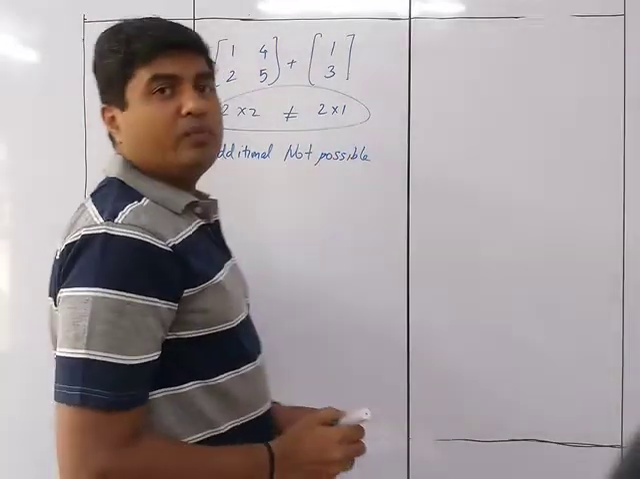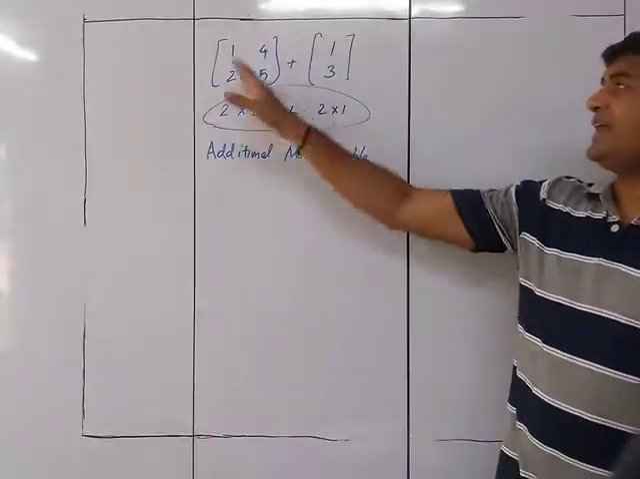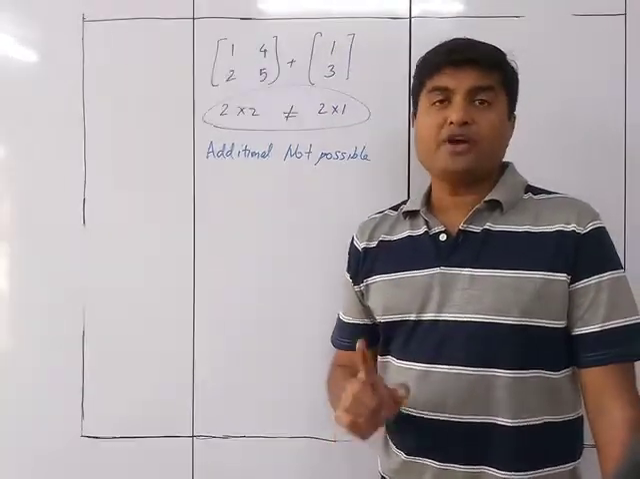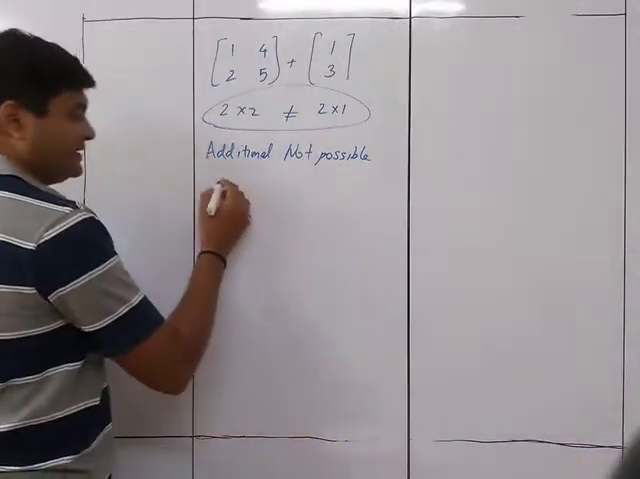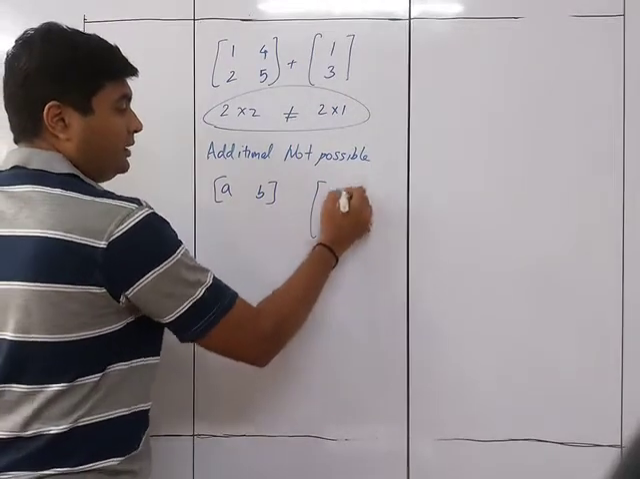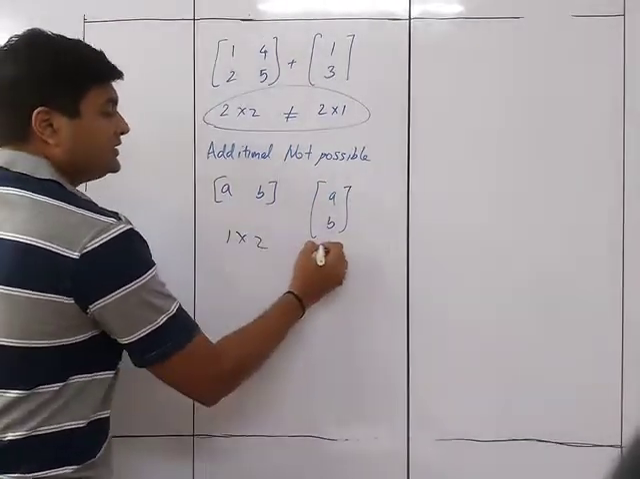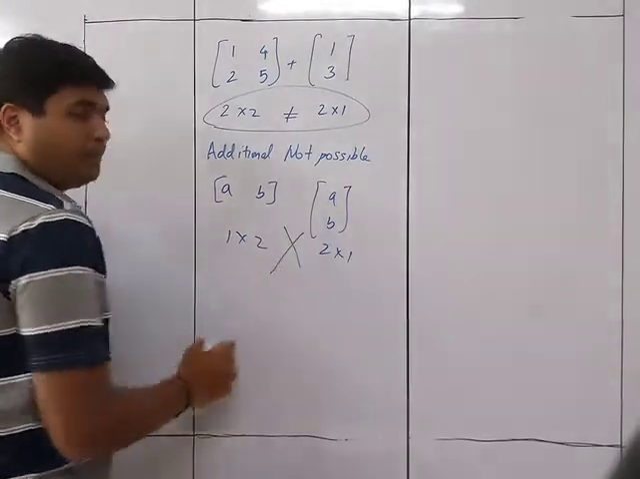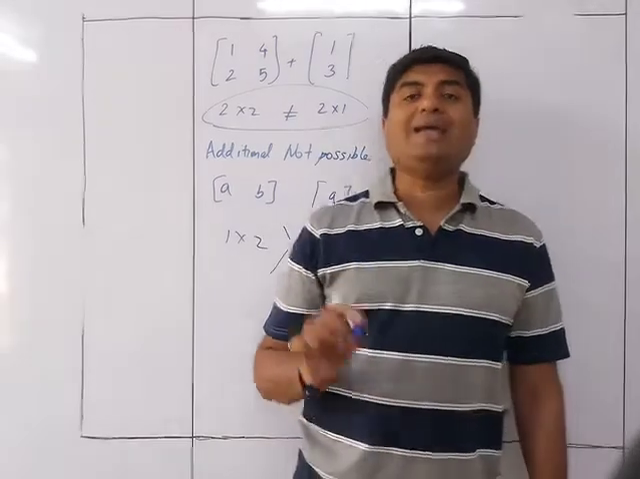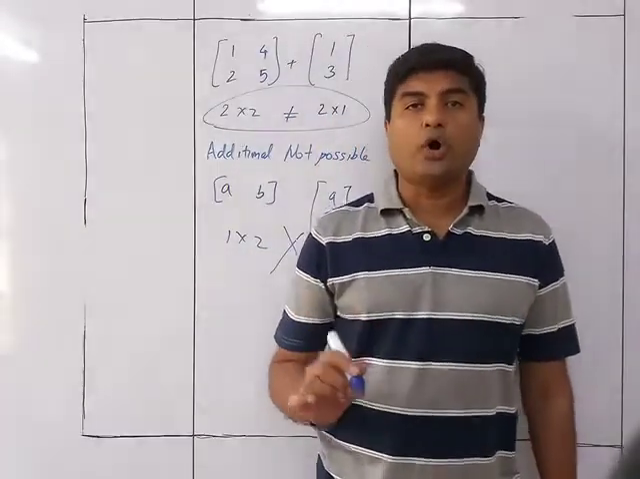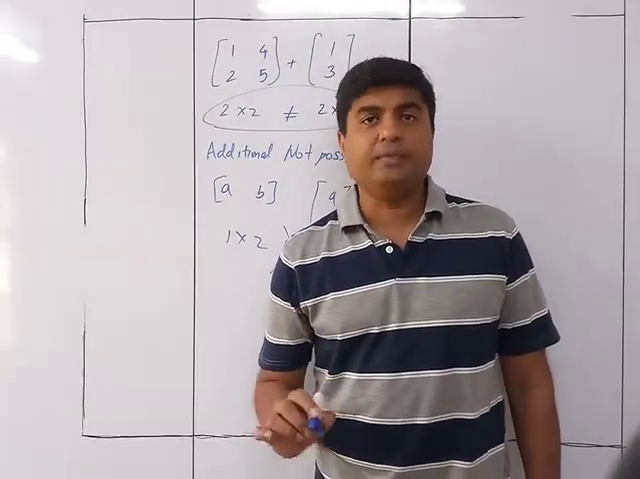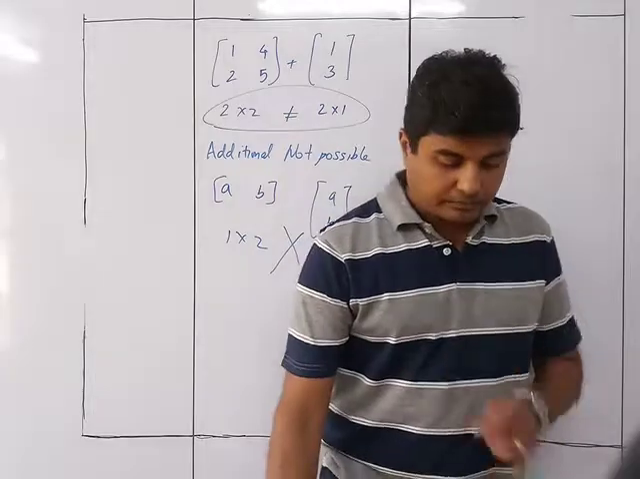Matrix addition will not be possible if the two matrices are not of the same order. The order of the matrices has to be the same. So even if it is like this, where this is A, B and over here is A, B, this is 1 by 2 and this is 2 by 1, again not possible. Addition or subtraction can be done only and only if the orders of both matrices are the same. If the orders are not the same, addition is not possible.